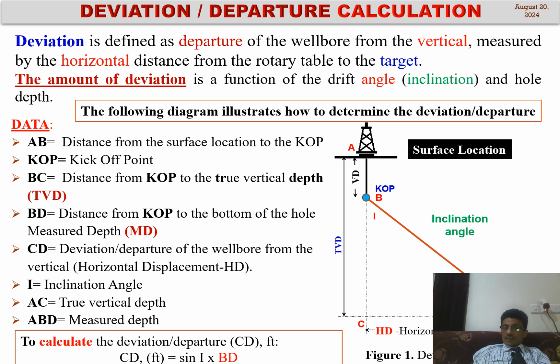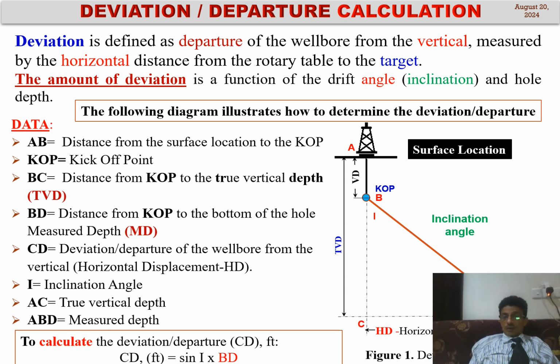Deviation or departure calculation. We can calculate the deviation, this horizontal displacement. Deviation is defined as the departure of the wellbore from the vertical, measured by the horizontal distance from the location, from the rotary table, to the target. The amount of deviation is a function of drift angle inclination and hole depth. The following diagram illustrates how to determine the deviation or departure.